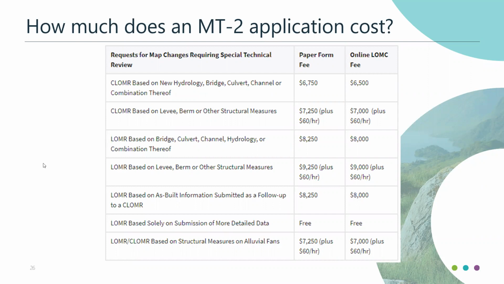So as an example, right here, you can see a CLOMR based off a new hydrology, bridge, culvert, channel. If you submit it online, it's $6,500. And then once the activities are done, you would submit a second application, a LOMR application for that same activity, and you'd have to pay $8,000 for that application. The reason for that is they're going to review how the as-built has changed, if it has, from what you submitted in the CLOMR. So they're still going to review it independently. So there's still a cost associated with that.